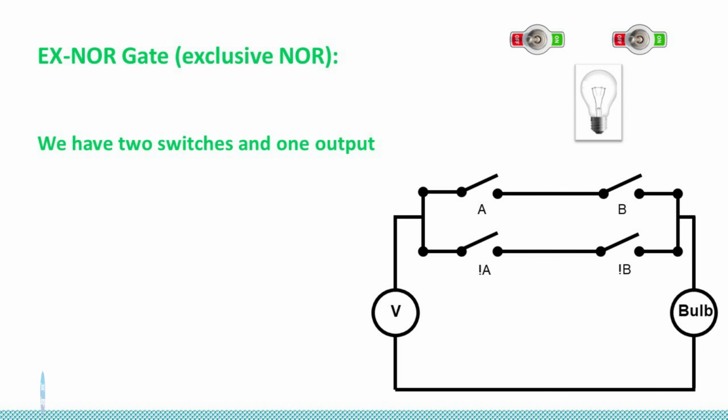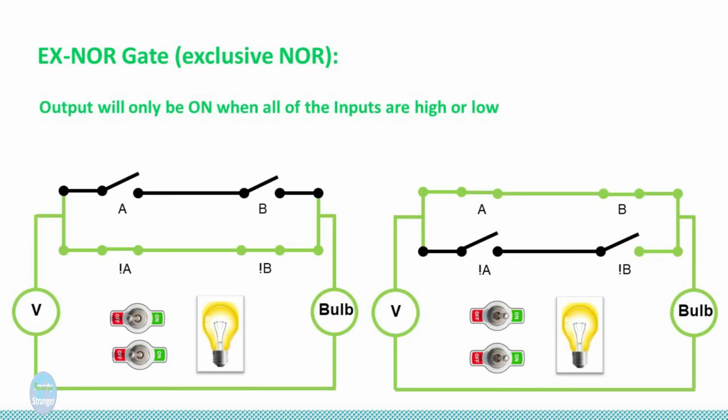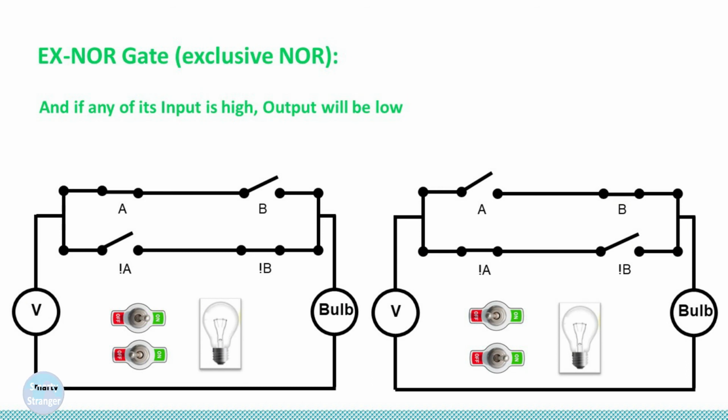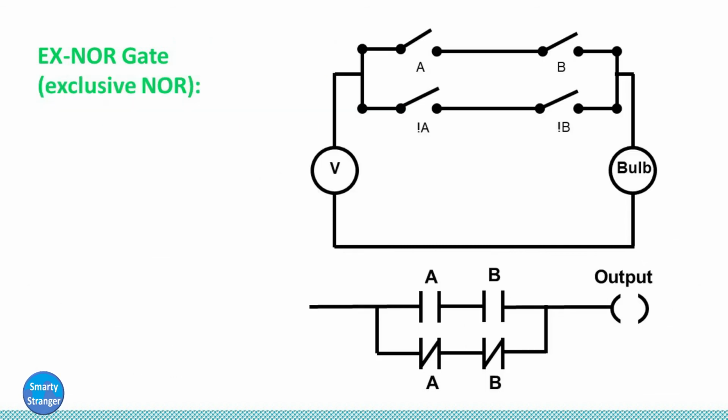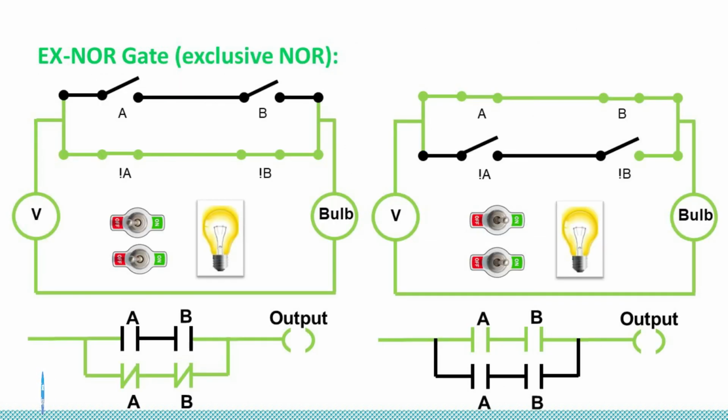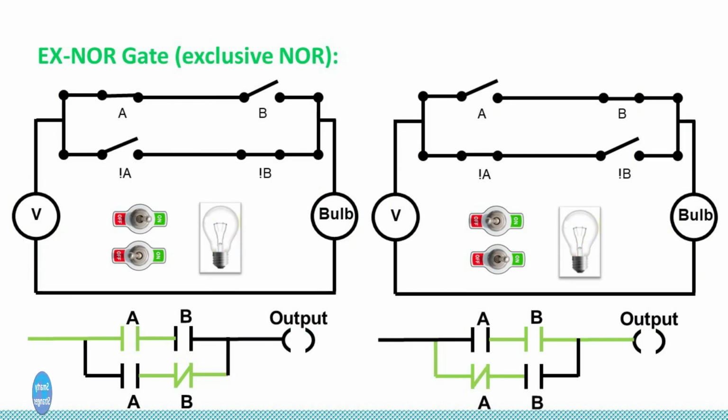We have two switches and one output. Logic says output will only be on when all of the inputs are high or low. Means if any of its inputs is high, output will be low. If we convert it in a PLC program, it would be like this. The below figure shows the ladder logic conversion of the XNOR logic gate. Output will only be on when all of the inputs are high or low. Means if any of its inputs is high, output will be low.